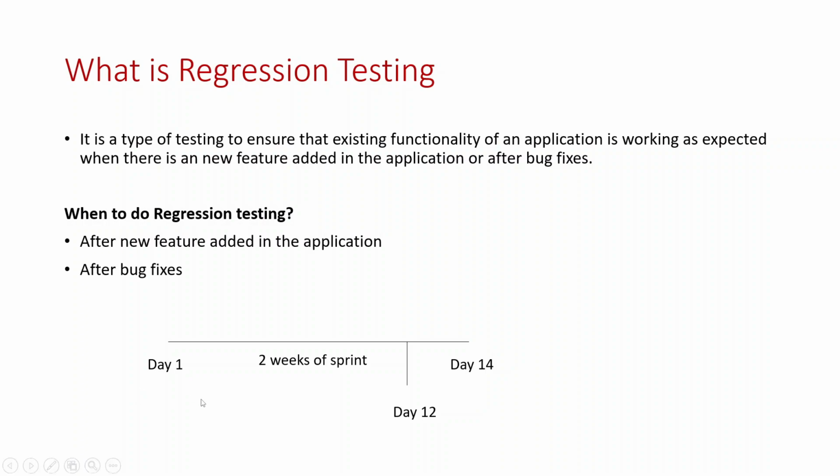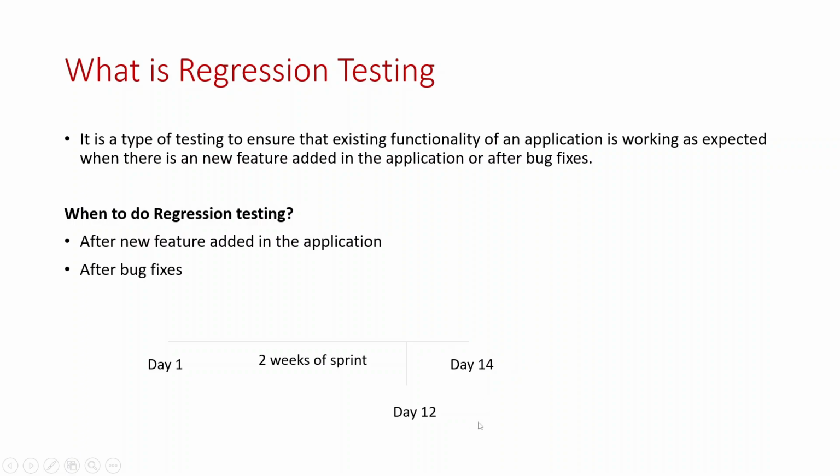So from day 1 till day 12, testers are testing the new feature of the application along with the defect retesting. Once all the new feature testing is completed along with the defect fixes, after considering there is no defect in the application from day 1 to day 12, after that we go for regression testing for the remaining 2 days. That means from day 12 to day 14 we are going for regression testing.